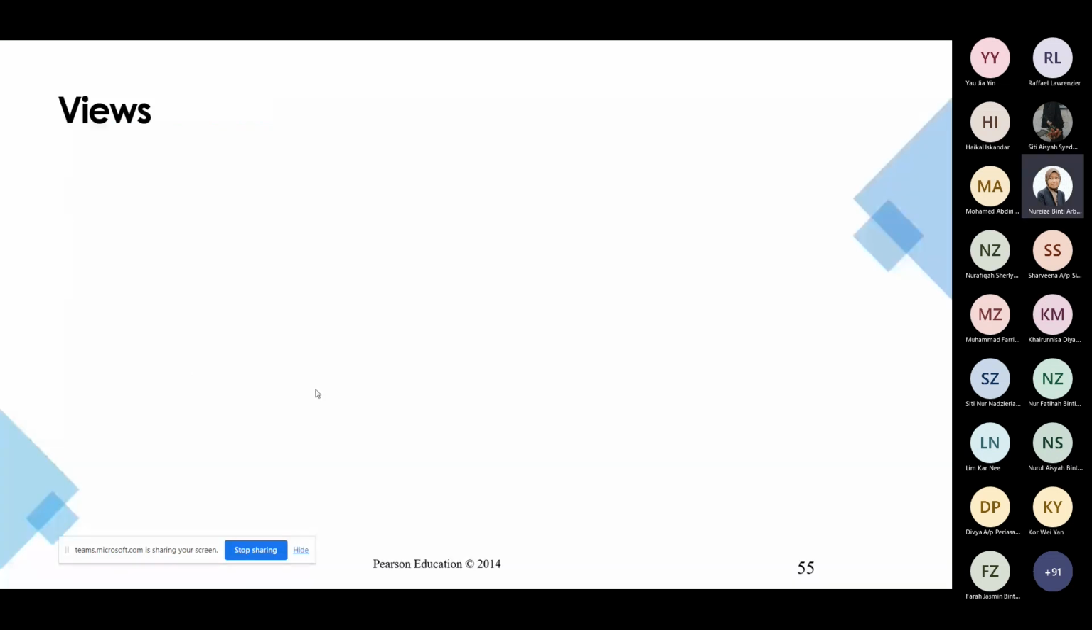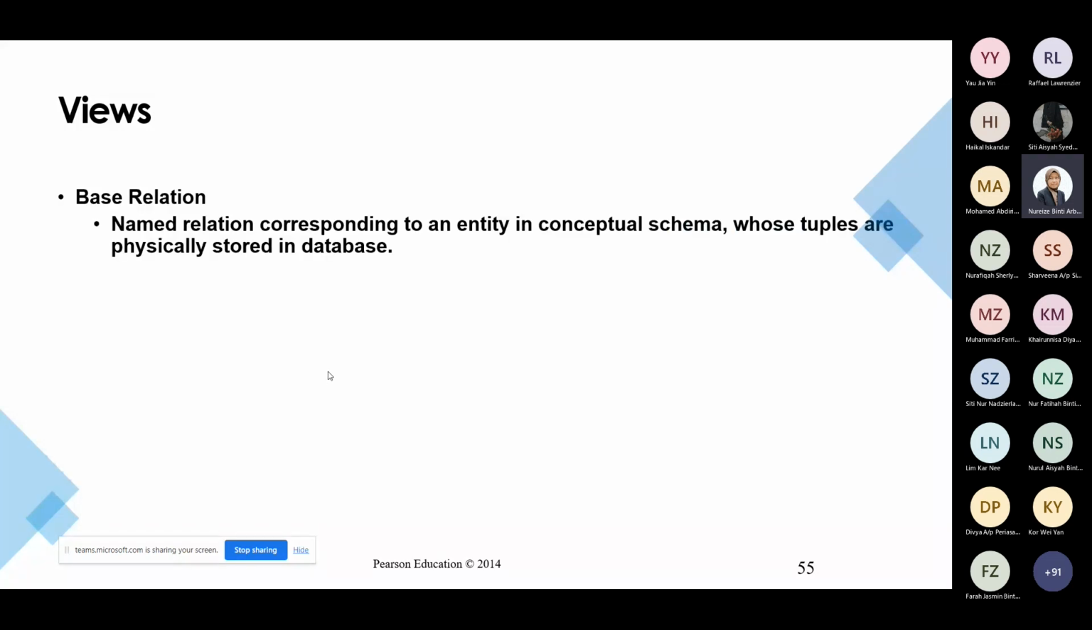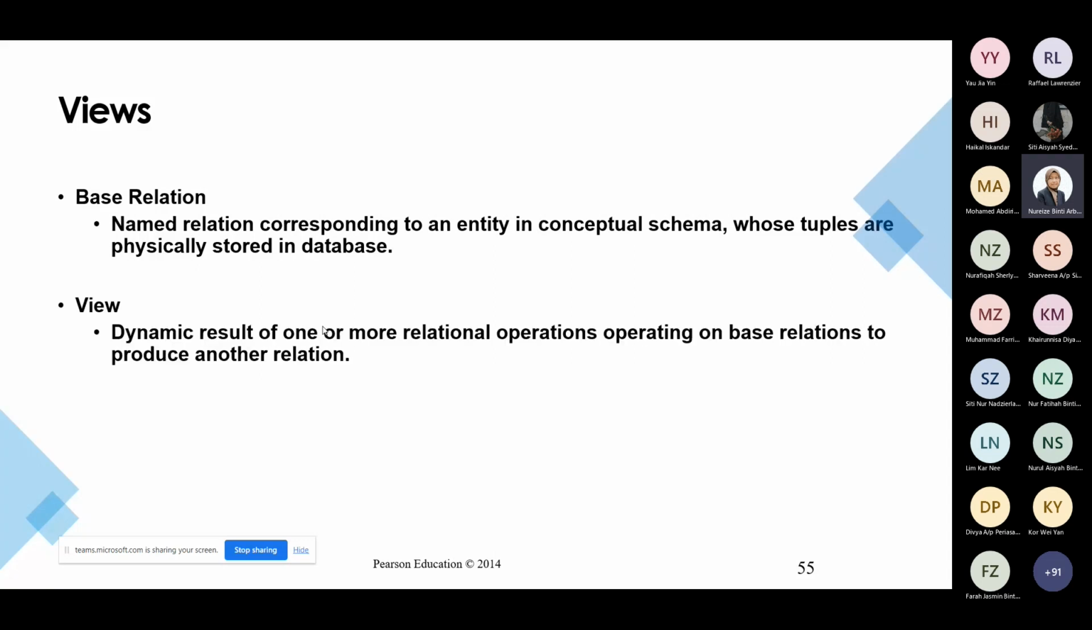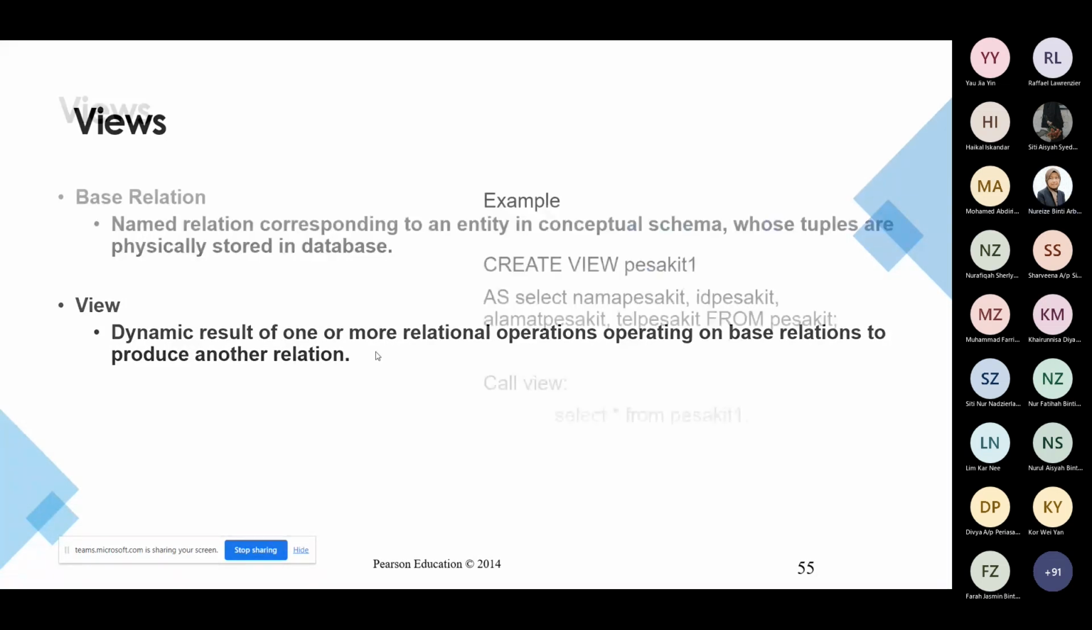Okay. The other terminology is views. Views. Pandangan. Kurang tepat lah. So views. View in the table. View for the database. So the base relation, a named relation corresponding to an entity in conceptual schema whose tuples are physically stored in a database. Okay, view is a dynamic result of one or more relational operations operating on base relation to produce another relation.